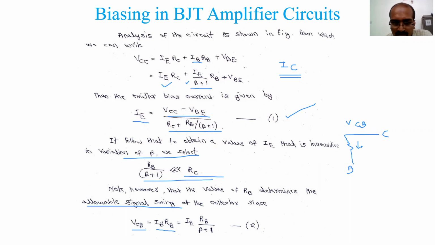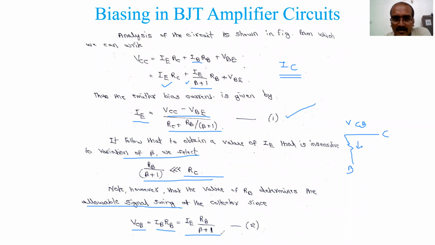Where IB is there, I have substituted IE into RB by beta plus 1. So this equation is required to solve the problem. So this is about the analysis of this circuit. Simple. So we had the collector to base.